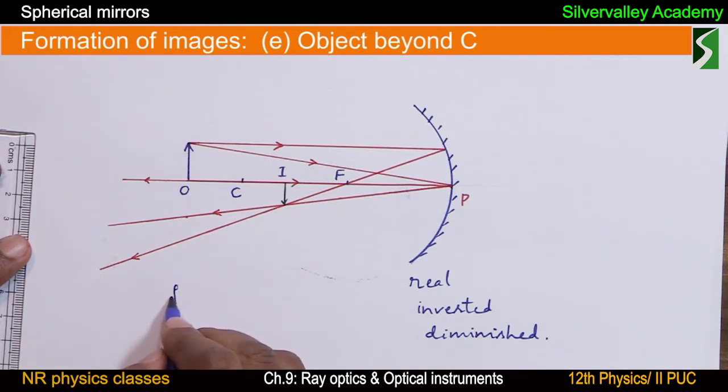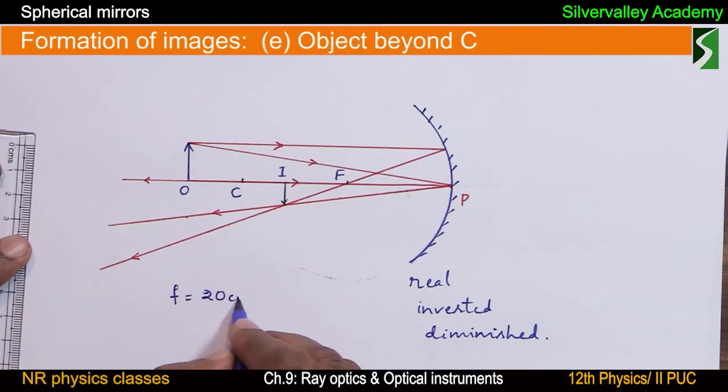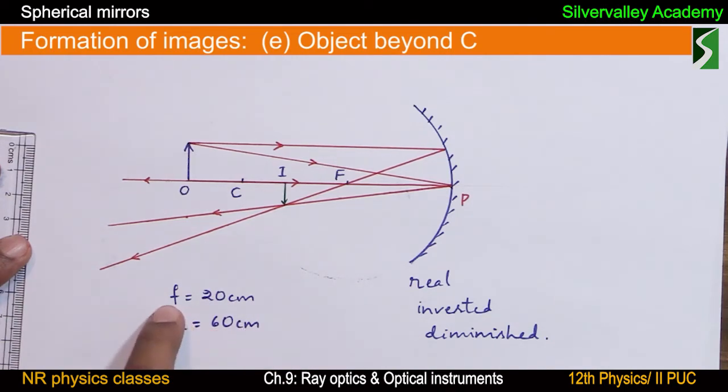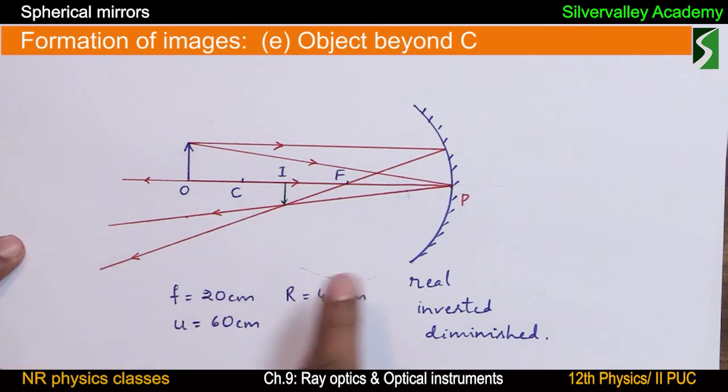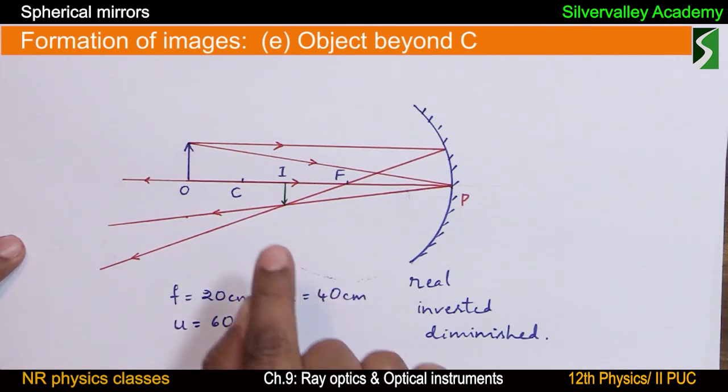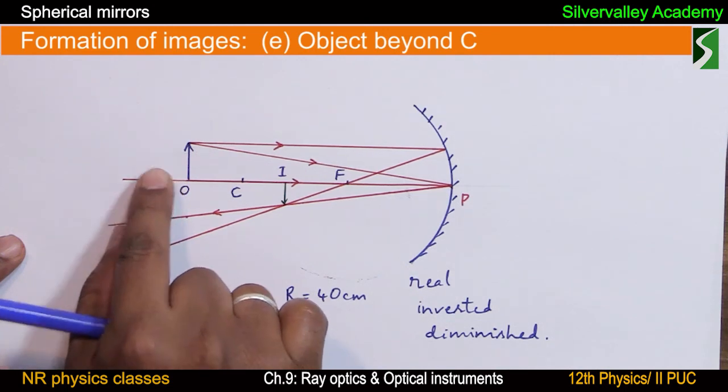If the focal length of a mirror is 20 centimeter and the object distance is 60 centimeter. See, object distance is 60, focal length is 20. Focal length 20 means radius of curvature should be equal to 40. And this object is beyond C. Beyond C means beyond the center of curvature. Therefore, this case should give real, inverted and diminished. Students, copy all these diagrams, practice, and based on the position of the object, make sure that you know the nature of the image.